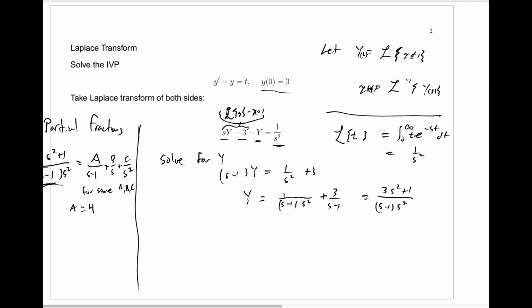Now, how do you get the coefficient of C? You can do the same thing with the s squared. You cover up the entire factor s squared, and you plug in s equals 0, and you get 1 over negative 1. C is negative 1.